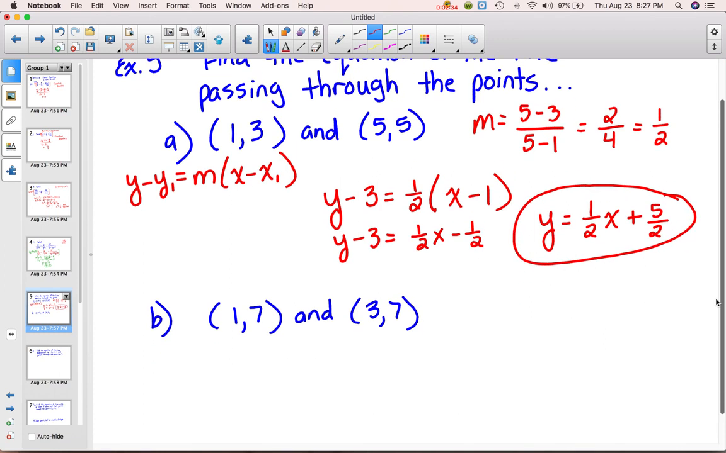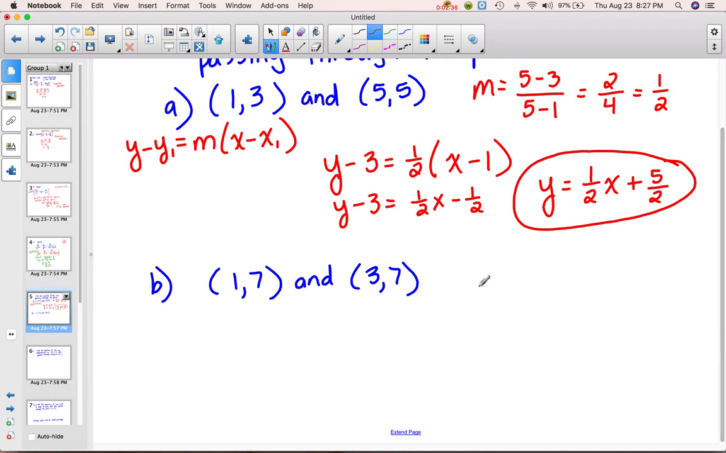Okay, and on the next one, when I find the slope, I'm going to subtract the y values, change in y, and remember, sometimes you see this, delta y over delta x, to represent the change in y over the change in x. So we have 7 minus 7, and in the denominator, 3 minus 1, so I get 0 over 2. So I have a slope of 0.